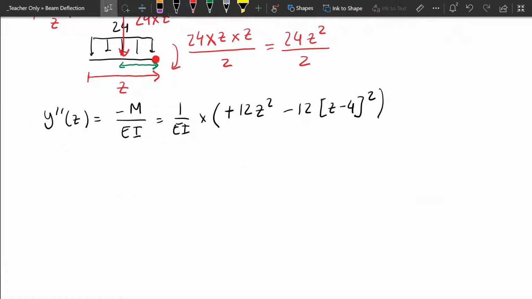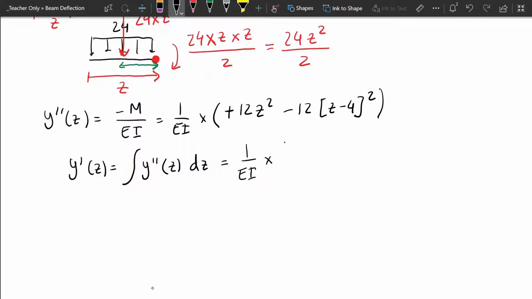And then we're going to do our first integration. So rotations is the integral of curvatures, dz, and that is equal to 1 over EI. Now, when we integrate this, we're going to get cube and divide by 3. So we get 4z cubed minus 4 times z minus 4 cubed plus c.